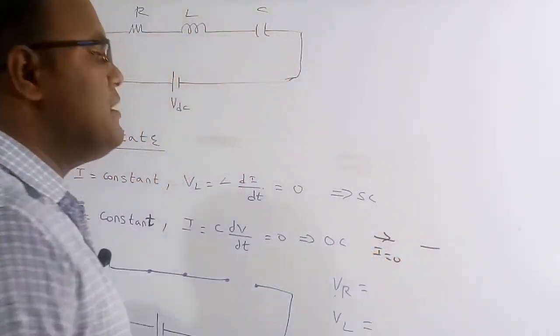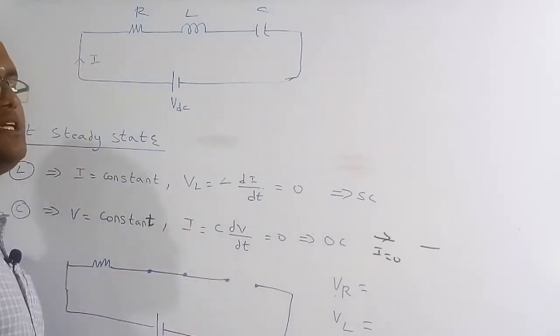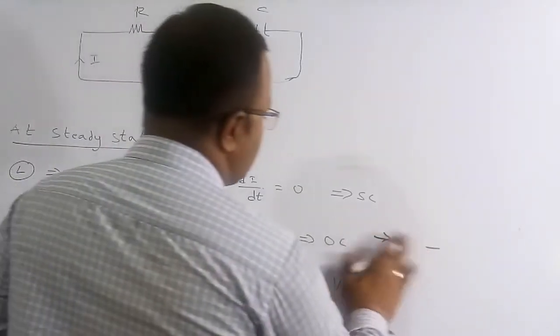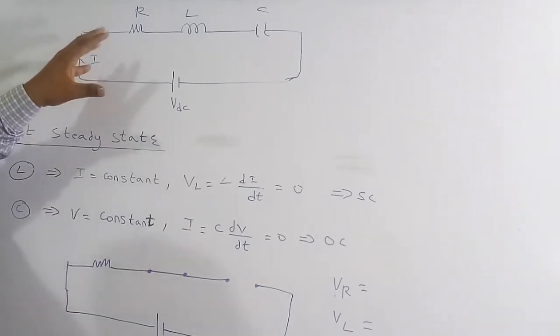So therefore, the capacitor has to be replaced by open circuit at steady state, and the inductor has to be replaced by short circuit at steady state. So that is the thing we are going to do now. So therefore, this is the actual circuit. Now I want to know what is the behavior of this circuit at steady state.